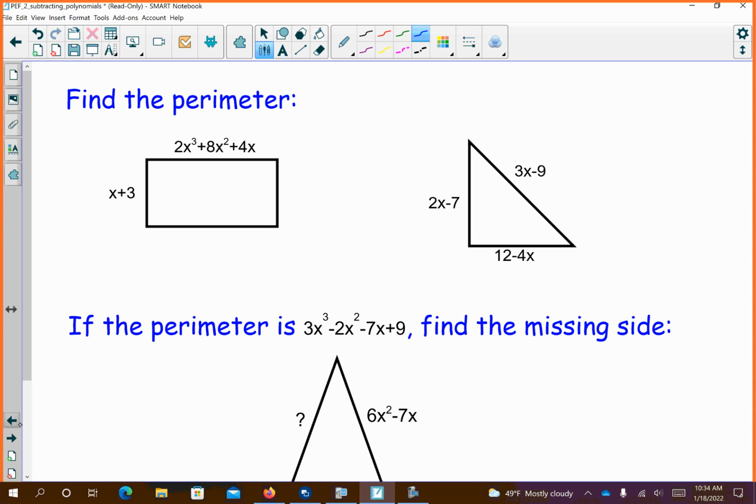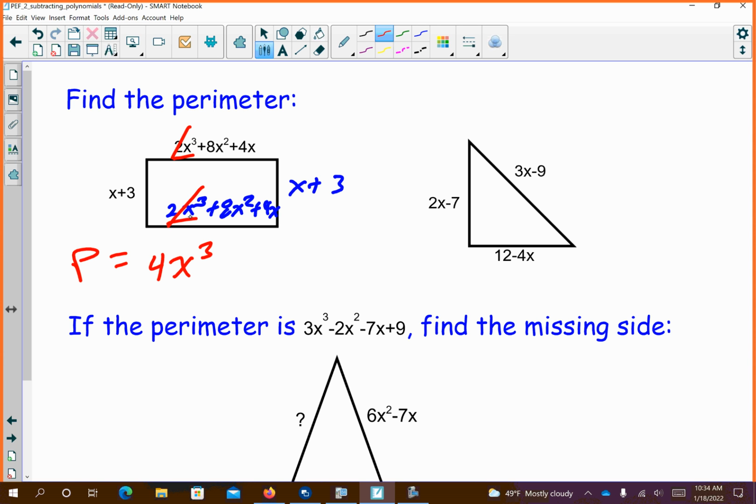All right, friends. Find the perimeter. So if the top is 2x to the third plus 8x squared plus 4x, that means the bottom's going to be this. If the left side is x plus 3, then the right side is going to be x plus 3. So now we're just going to add up like terms. So 2x to the third and 2x to the third added up is 4x to the third. So this is what the perimeter is.